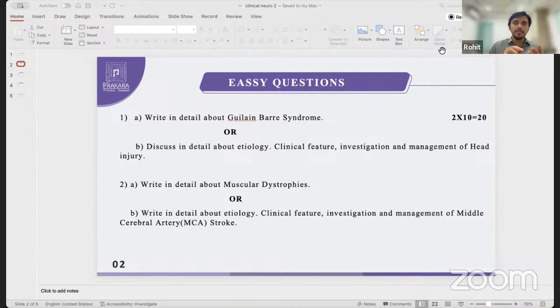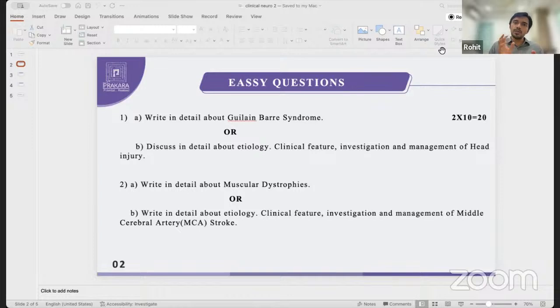So this involves three parameters. One is eye opening, two is motor movements, and three is verbal response. We score it over 15 points, 15 being the best score, while three being the least score. So if a patient is totally comatose, that patient will score 3 on Glasgow Coma Scale. That is 3 out of 15.